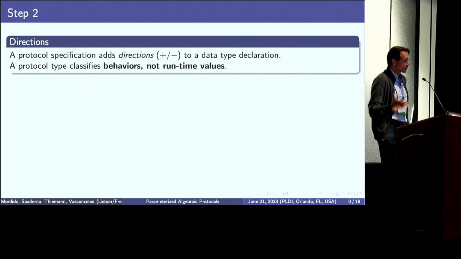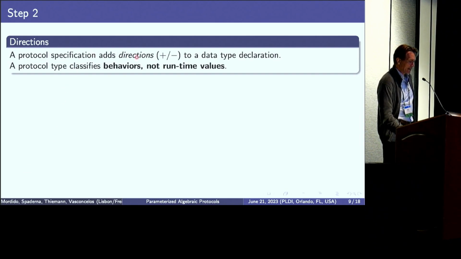Step 2: protocols that only go in one direction, as the one I showed you, are pretty boring. So we'd better be able to also add directionality, so that we can send messages back and forth. So what we do is we move from data specifications to protocol specifications that add directions, essentially, to the arguments of a data type declaration. Now that also changes the perspective. Now a protocol type is classifying just behaviors.